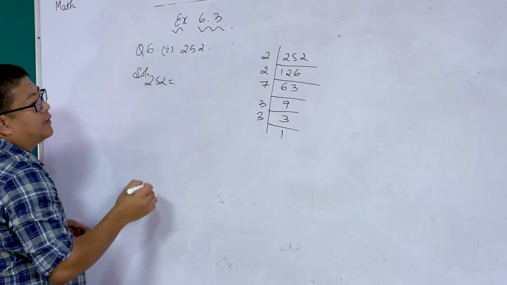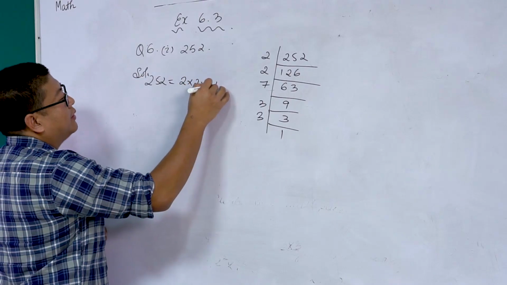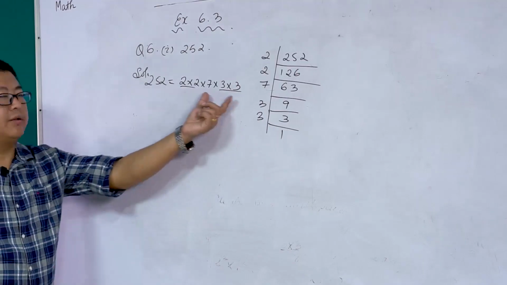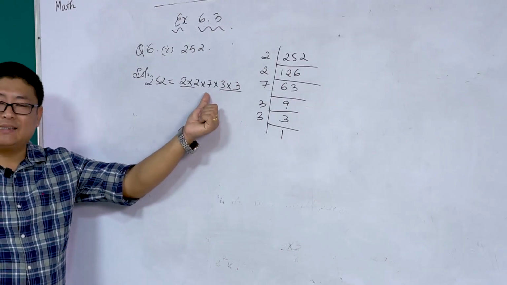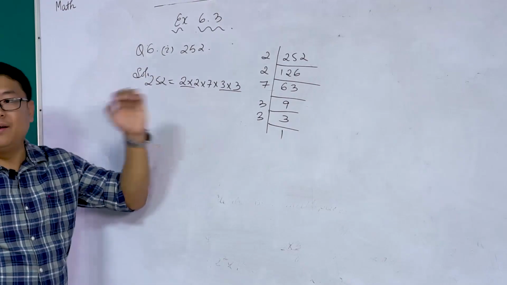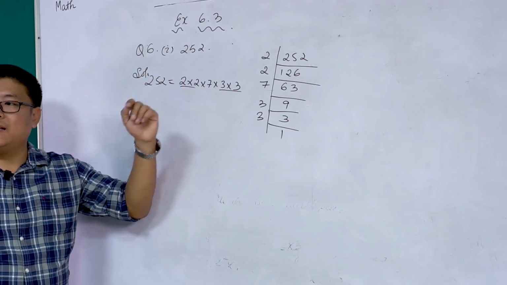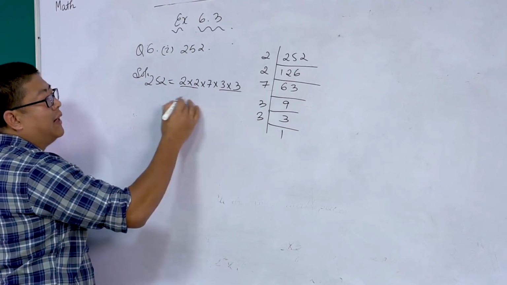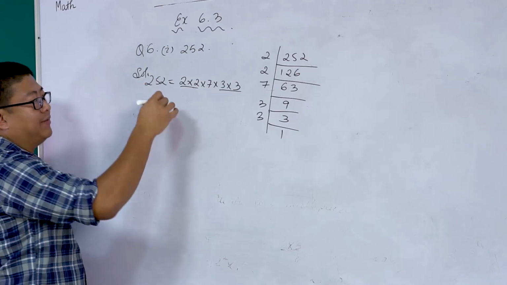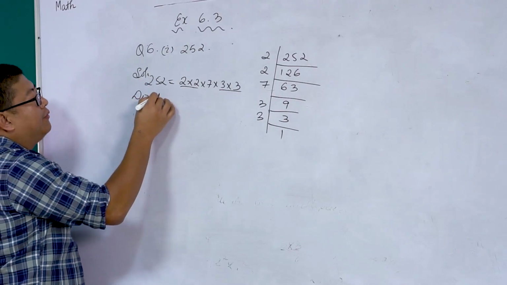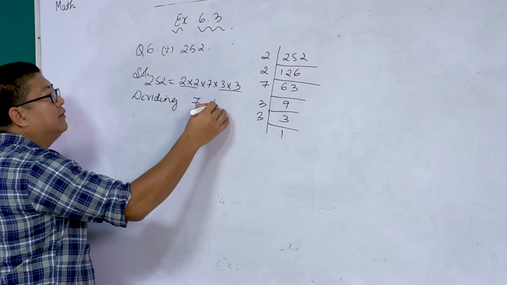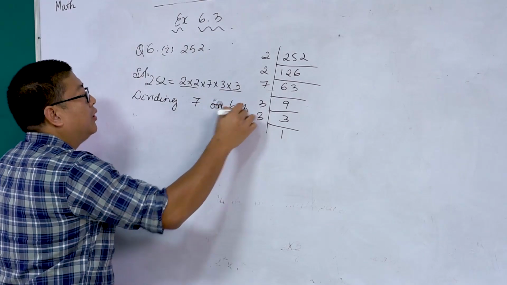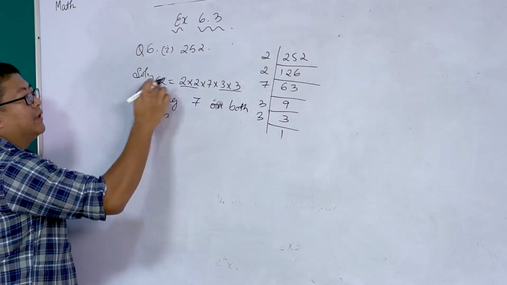So we're getting, after prime factorization, 2 into 2 into 7 into 3 into 3. We have pairs of 2 and 3, but 7 is single. So now, earlier it was multiply, now it is divide. So we have to divide these particular prime factors by 7 to remove the 7. So we will write here dividing 7 on both sides. That means here and here.